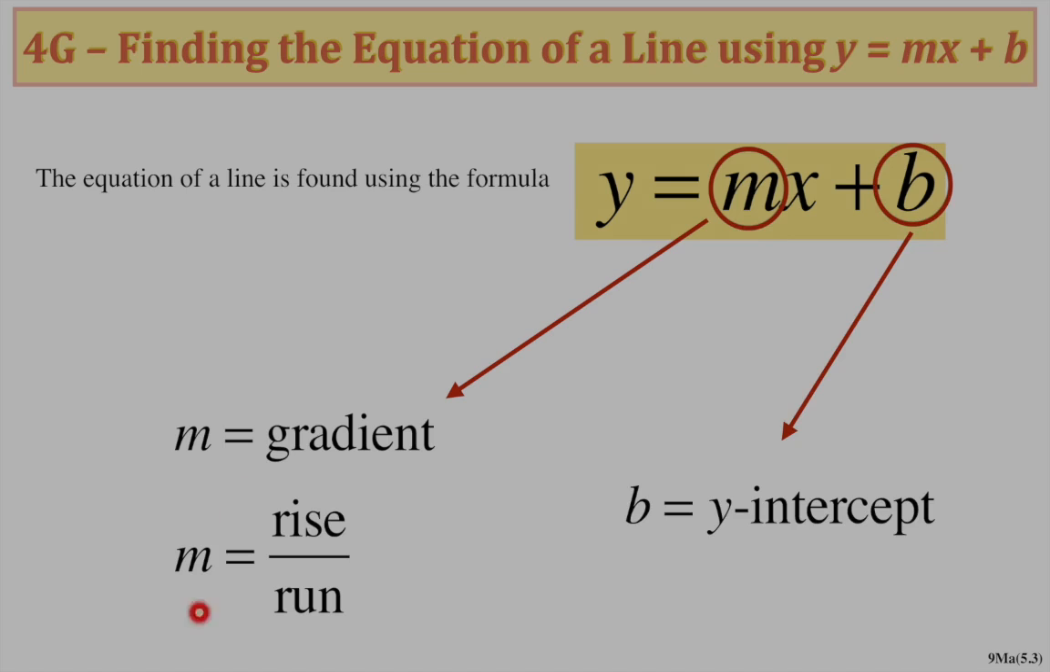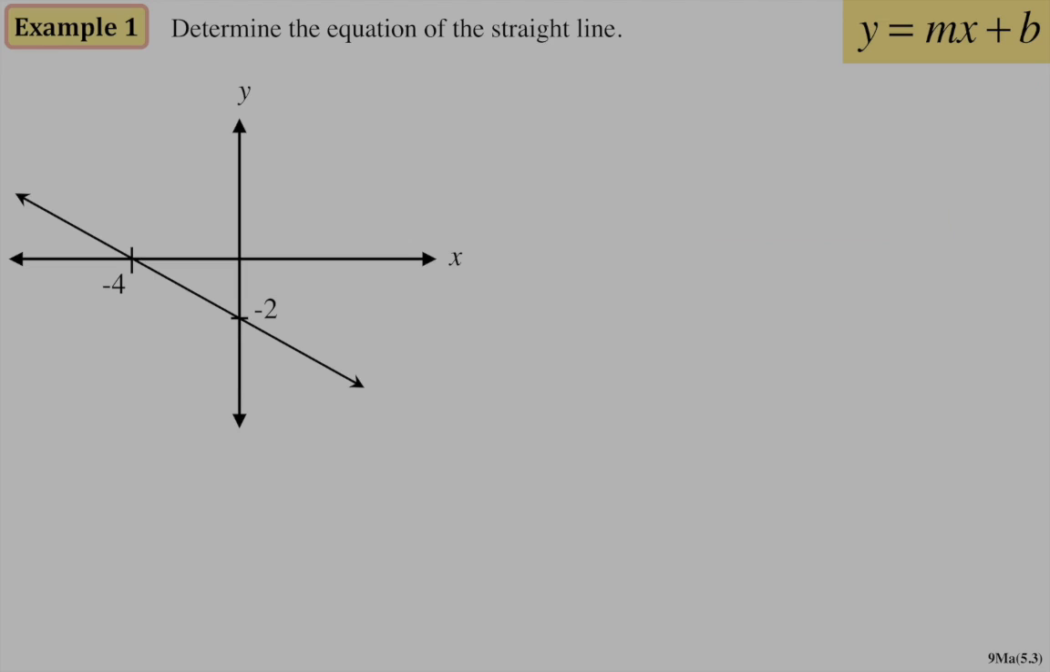And remember, the gradient is also rise over run. And another word for gradient is the slope. Tells us how steep the line is. So let's get into our examples. Example 1, determine the equation of this line. Well, I can figure out the gradient easy enough.